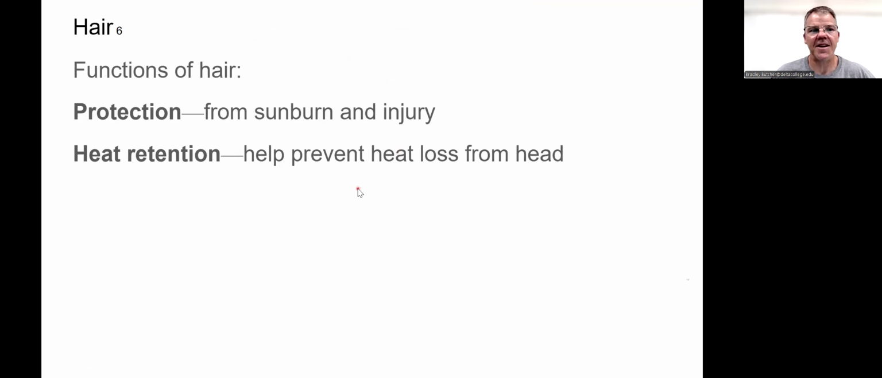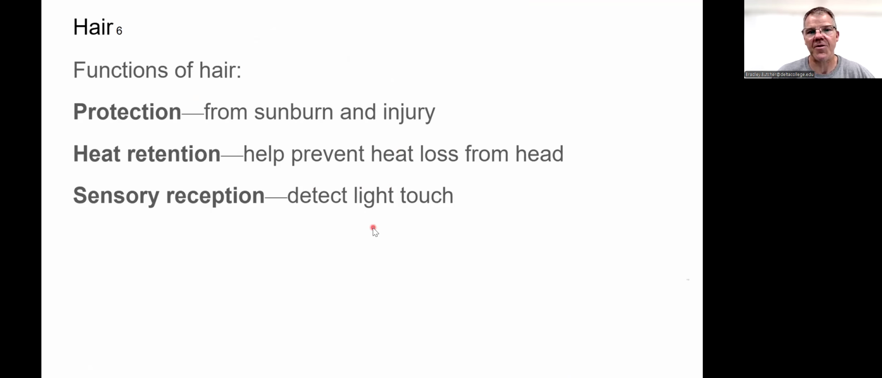Some functions of the hair: protection from sunburn, injury, heat retention, sensory reception, right? Really light touch can be sensed by hairs. Visible identification. I put here, it may help determine age or gender. Some of those things in our society are not quite as visually identifiable, is that even a word, identificating? I don't know, as possible.